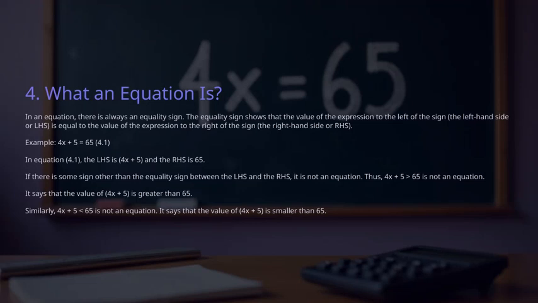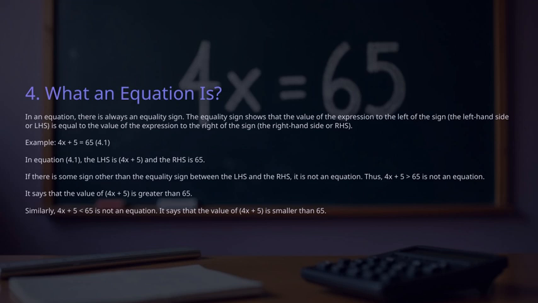Well, in an equation, you'll always find an equality sign. This sign is really important because it tells us that the value on the left side, which we call the left-hand side or LHS, is equal to the value on the right side, known as the right-hand side or RHS. For example, consider the equation 4x plus 5 equals 65. That's a typical example you might see. Here, the LHS is the expression 4x plus 5, and the RHS is just the number 65.